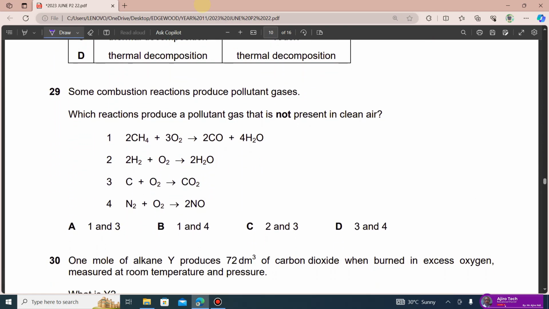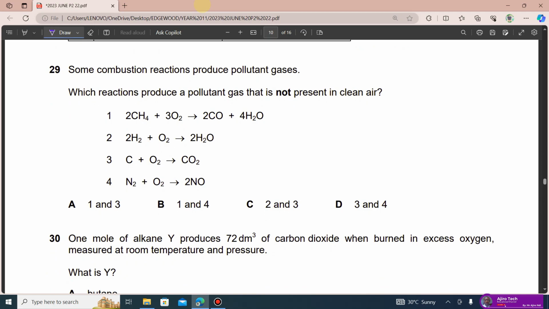Some combustion reactions produce pollutant gases. Which reactions produce a pollutant gas that is not present in clean dry air? Now if you look at the composition of clean dry air, water vapor is present, carbon dioxide is present. So which of these other gases are not there? This is not present and this is not present. So for question 29, we're looking at those options that contain that. So we see 1 and 4 are the two pollutant gases that are not present.